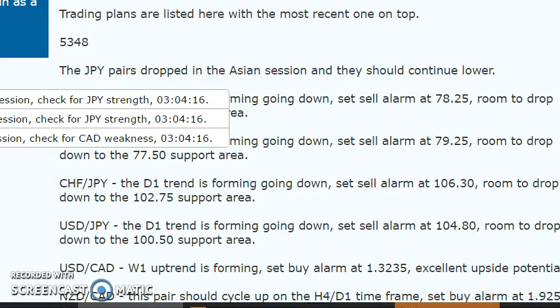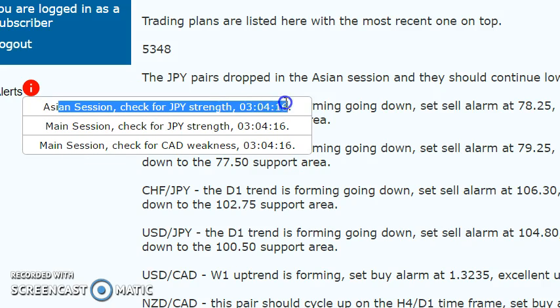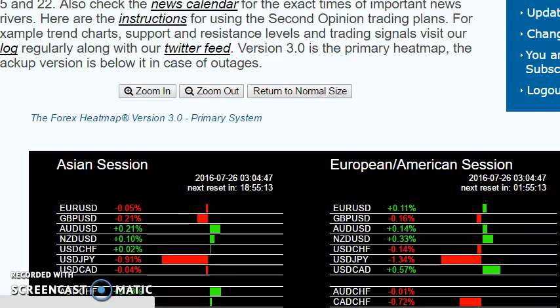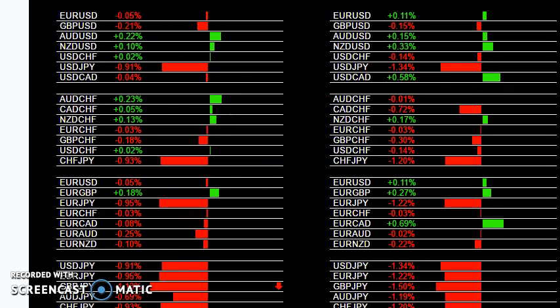Then you go over to our alert system. This is live market alerts, and it's telling you that in the Asian session, to check for Japanese yen strength, go right over to the Forex Heatmap, and there it is. The Japanese yen pairs are all dropping, and the reason they're dropping is because all the trends are pointing down. So these pairs are selling off, and this is one of the safest trades you'll ever see, when all the trends are pointing the same way, and then the sell signals come through on the Forex Heatmap and our alert system.